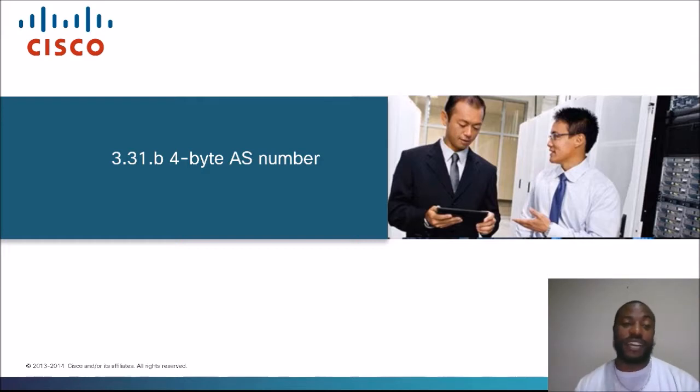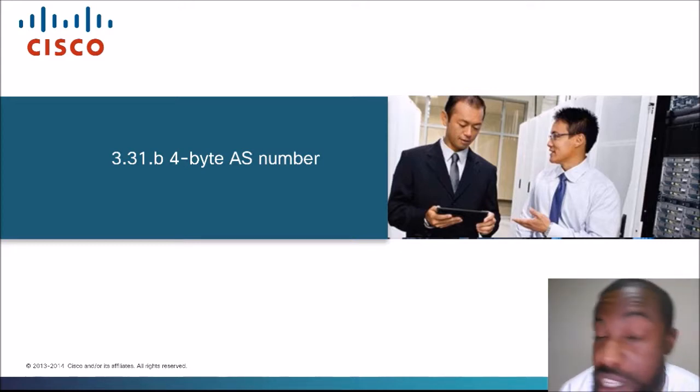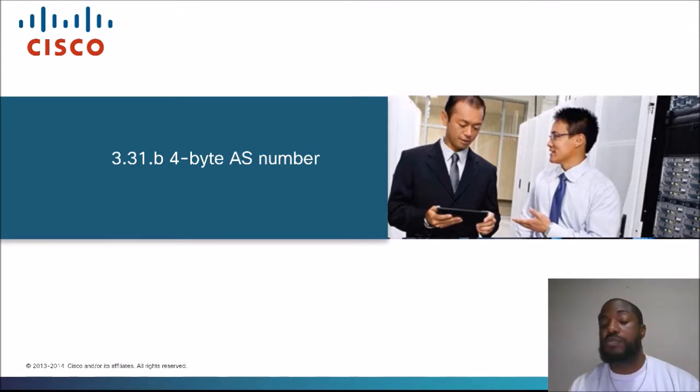But today's topic is section 3.31B, 4-byte AS number. This is a topic in the CCNP route exam. It's going to be known as the CCNP Enterprise Exam, exam code 300-101, version 2.0. Let's take a look at the exam blueprint, see where we came from and where we're headed.